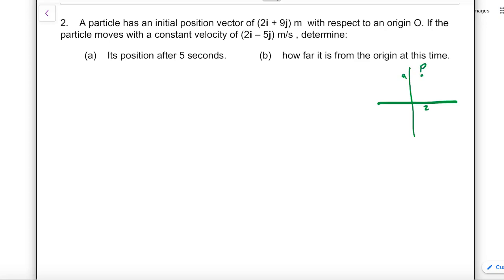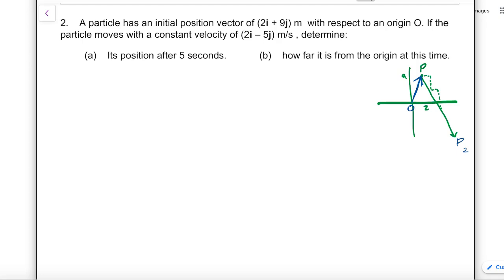It is moving at 2, -5. So it's going 2 across but 5 down, and 2 across and 5 down each time. So we can see that it's actually moving in this direction from its initial position vector at 2i plus 9j. I'm just going to draw its initial position as a vector from the origin. What we want to find out is where it is after 5 seconds. So let's call where it is after 5 seconds position 2.